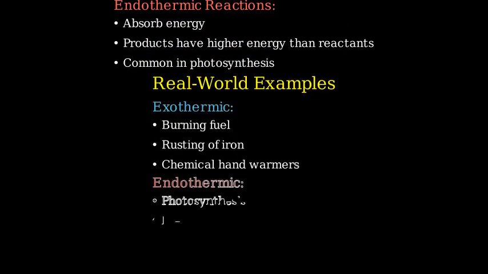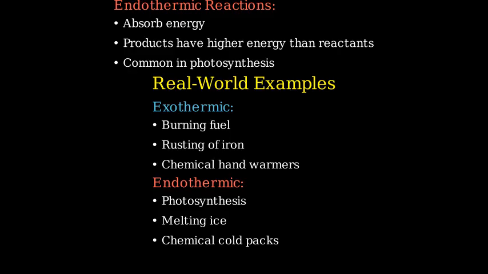Let's look at some real-world examples. Burning fuel is an exothermic reaction. It releases heat energy that we can use. On the other hand, photosynthesis is endothermic. Plants need to absorb energy from sunlight to convert carbon dioxide and water into glucose.